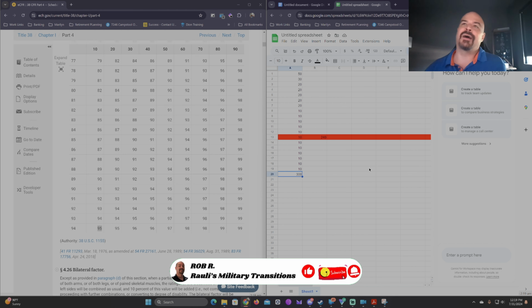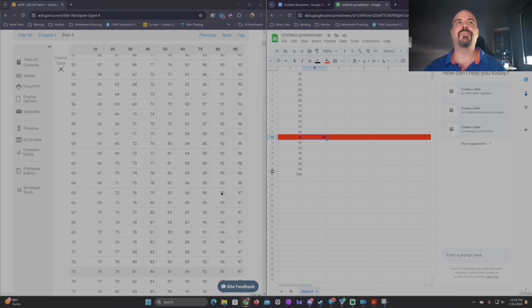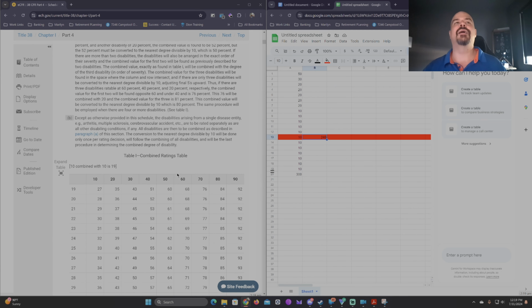But what got us to 100% on this math that we just did is this, it took 6 more 10%, which brought him up to 240 for the minimum to get to his 100%. So that's how you use the combined rating table and finding out what your real VA rating is.